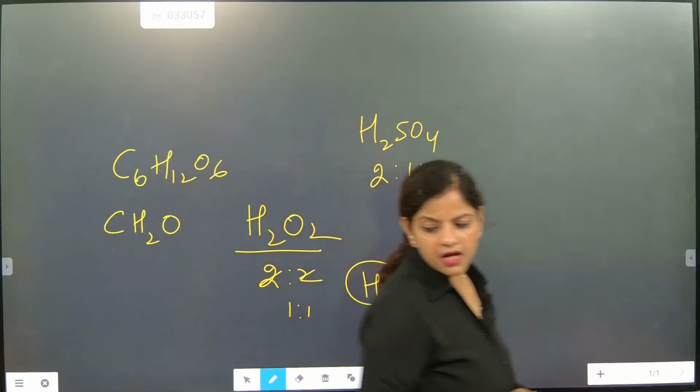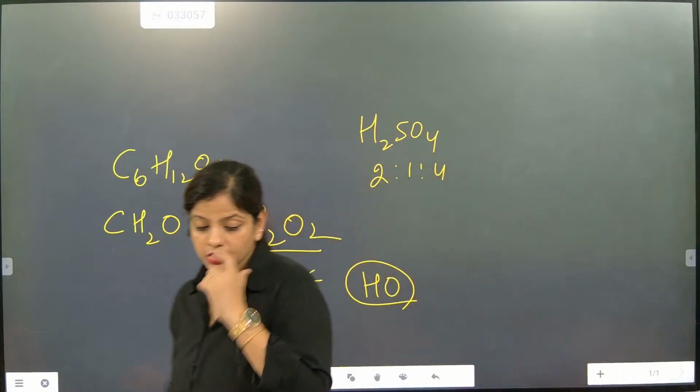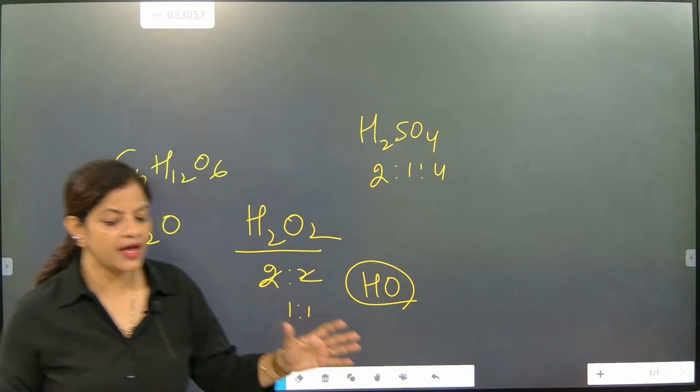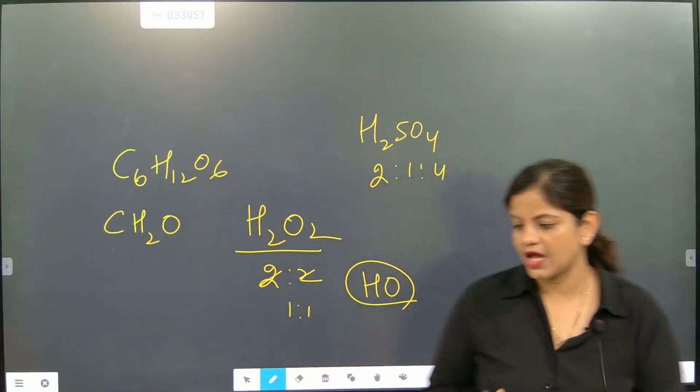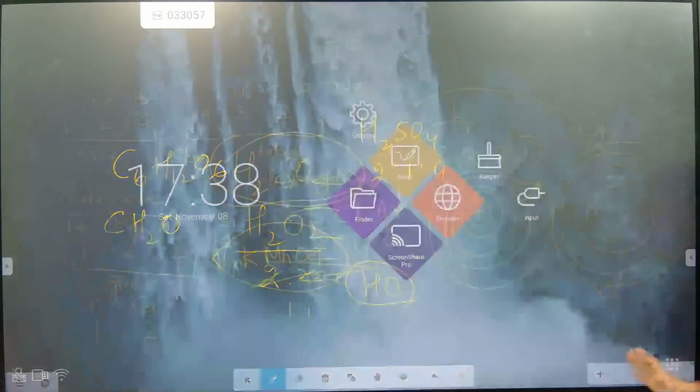CH2O will become the empirical formula. Is it understandable for everybody? So this is the difference between molecular formula and empirical formula. I am taking time to teach, but I will not be teaching here and there. I'll be teaching the best important part.